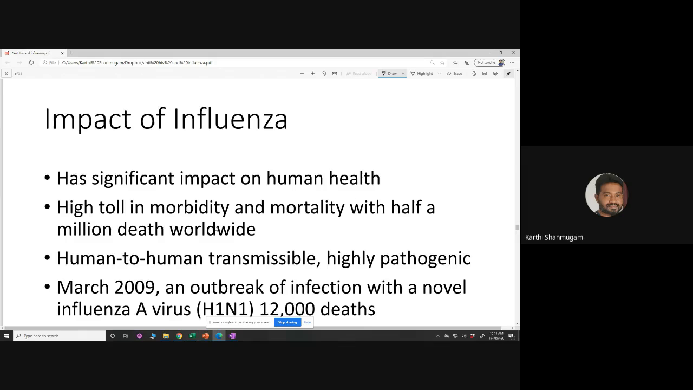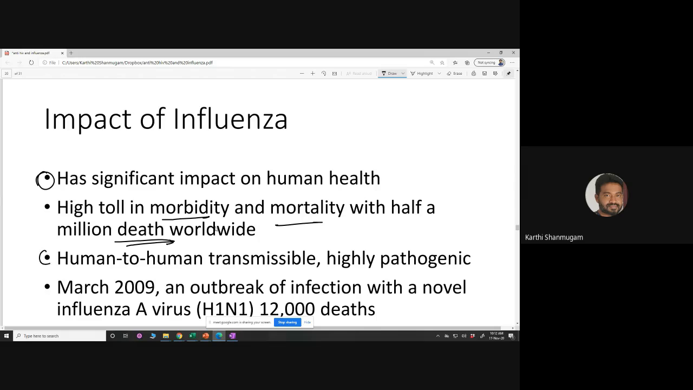So it has great impact on human health, a high toll in morbidity and mortality with 500,000 deaths worldwide. So you have to think, now we are talking about coronavirus, very dangerous. But even much more dangerous is influenza virus, with millions of deaths recorded because of influenza infection.